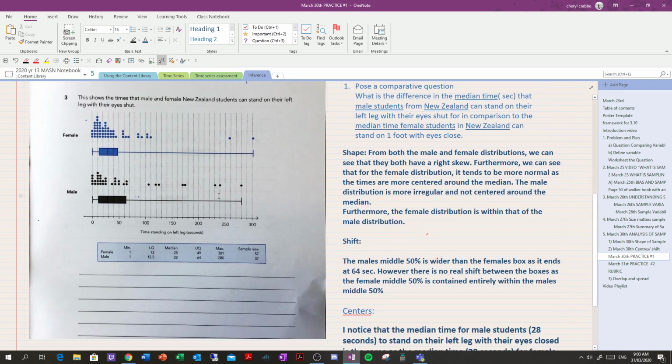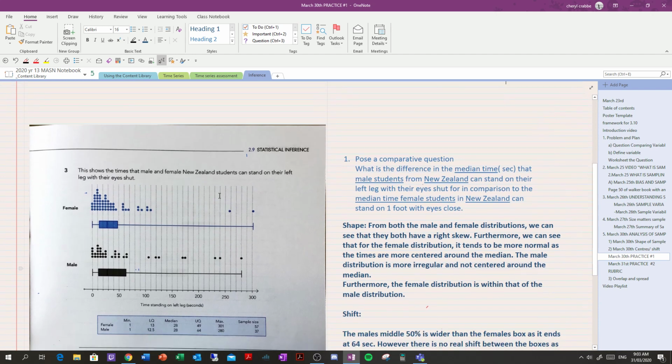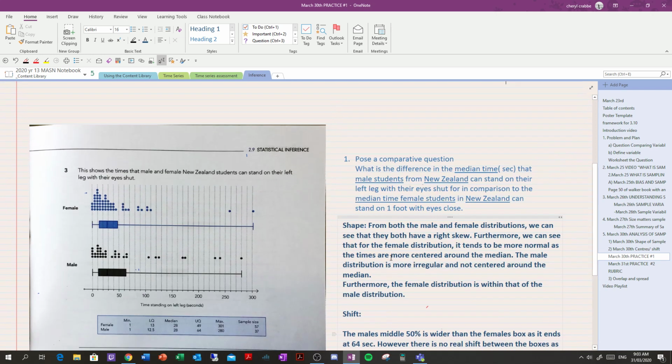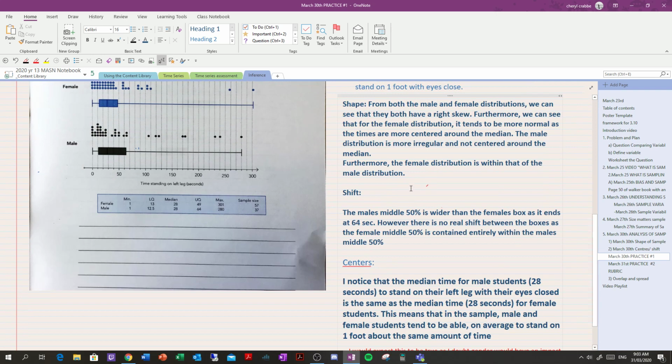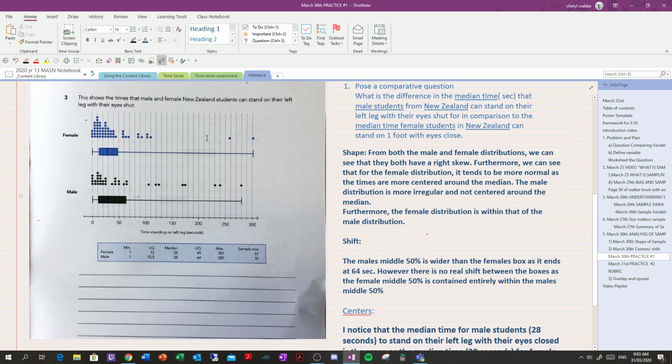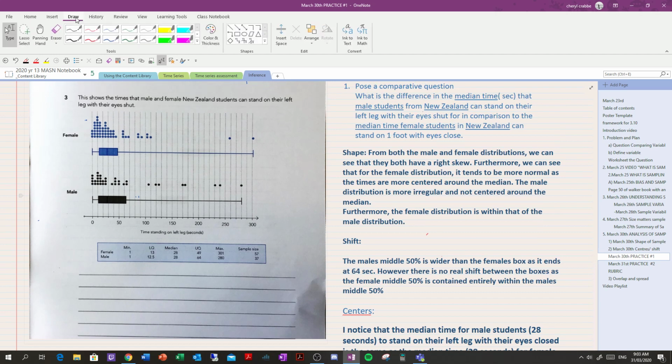Then we get into the description of the distributions of the graphs, the dot plot, box plot. I took this from some students, so most of this is from the students, with maybe a little bit of a fix-up, but some have done a really good job. I can tell the people that have done this last year because they've got a real good handle on it. But anyway, from both the male and female distributions, so that's the graphs that we're talking about, we can see that they both have a right skew. And they do.